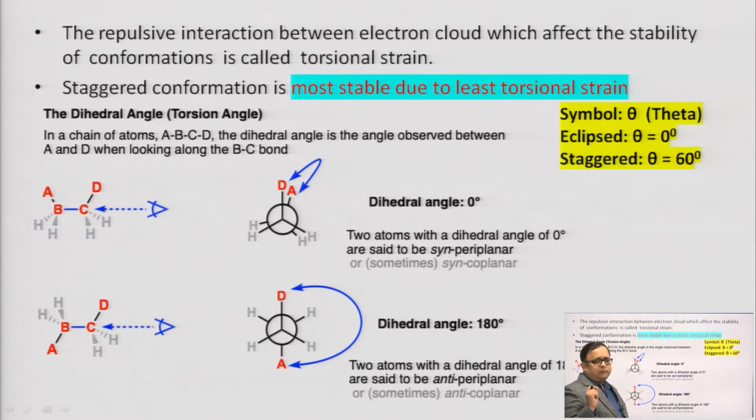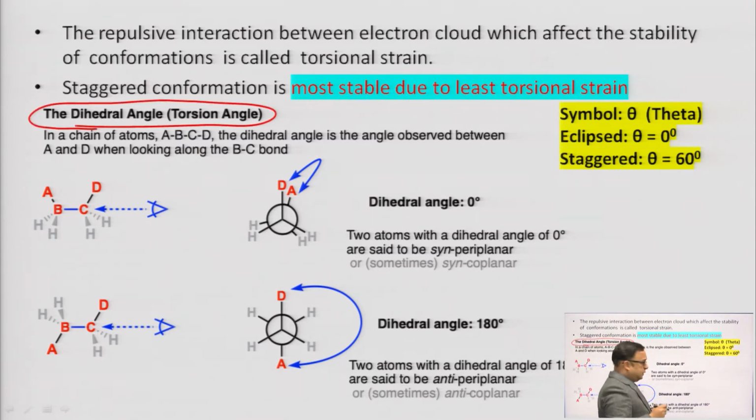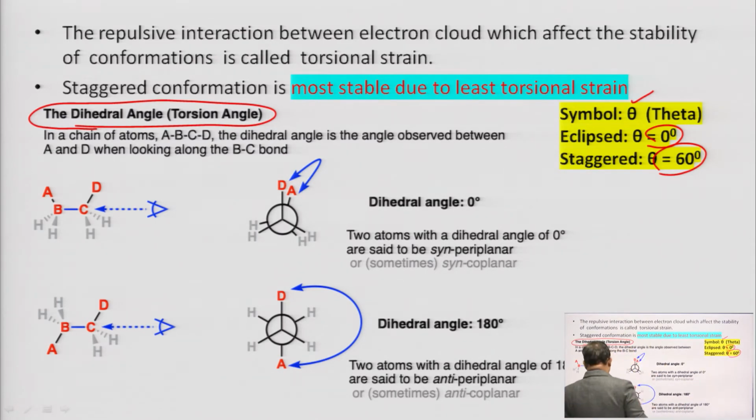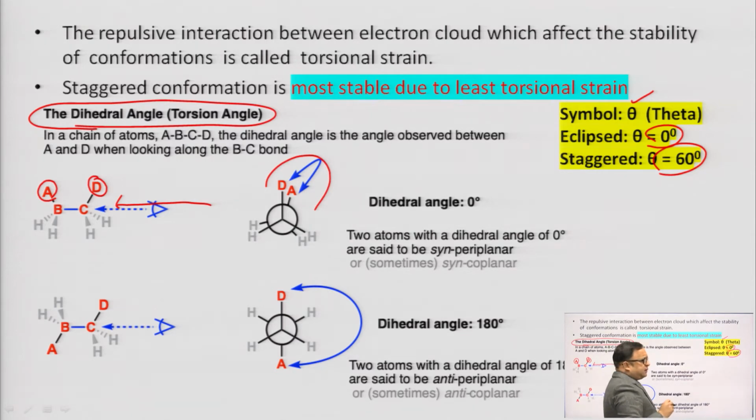Now, there is one more terminology we have to encounter in this discussion of conformation, that is the dihedral angle, or we call it the torsional angle. It is represented by the symbol theta, and in eclipsed it is generally 0, and for staggered it is 60. Now, what does it mean? What is this dihedral angle? If we look at this molecule along the carbon-carbon axis, and focus on the atoms A and D, they are very near to each other. So, in this case the dihedral angle is 0.